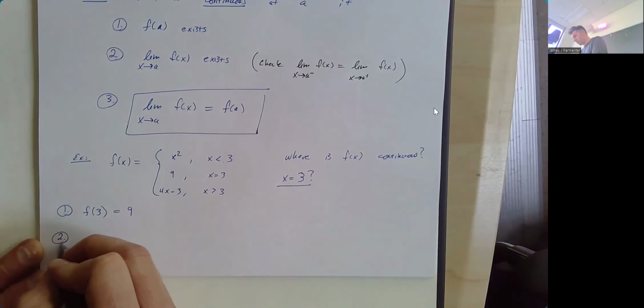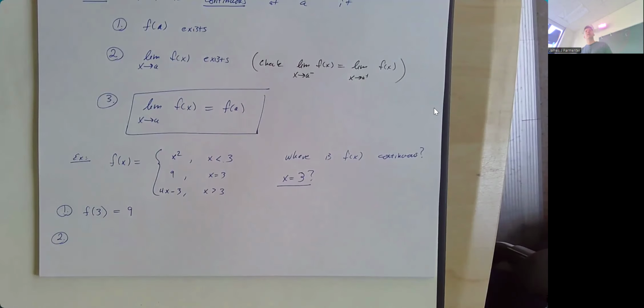Part 2, we have to see if the limit exists. Now, some of the time you'll have a function that's defined to be the same on either side of your point, but a lot of these piecewise ones are going to be something different on the left and the right of whatever value we're looking at.